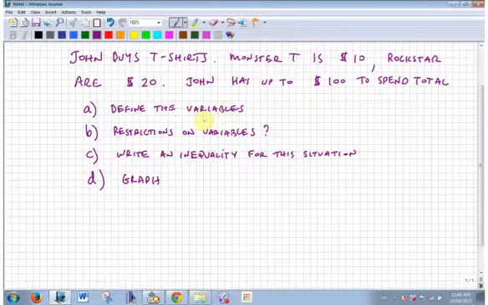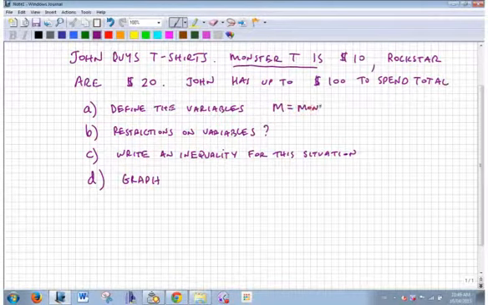Define the variables. This isn't hard. It's just you haven't seen it before, so you don't know what to do. I have variables here. I have 2 of them. What's a nice variable to use for a Monster t-shirt? Sounds good to me. You want to use X? Be my guest. So M will be Monster and R for Rockstar. Sounds good to me.